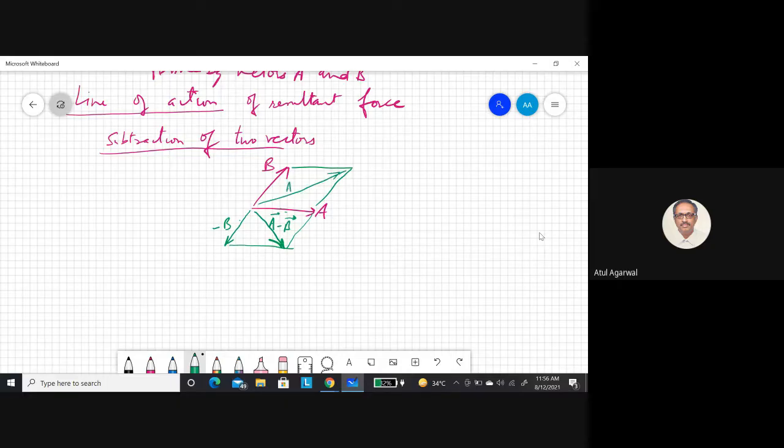While this is your A plus B. So this way you know how to add and subtract two vectors. If you have got more than two vectors, how will you do that?